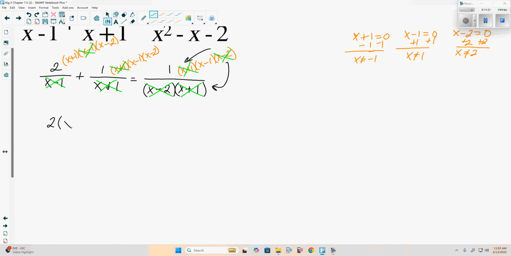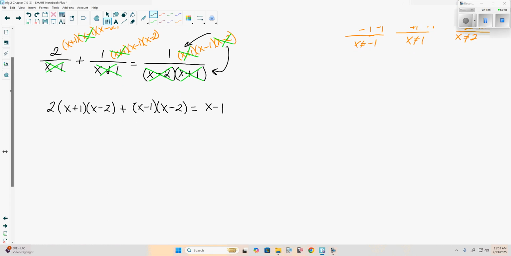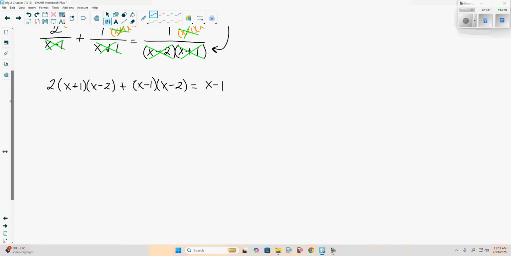So what we're left with is 2 times x plus 1 times x minus 2. The middle is going to be x minus 1 times x minus 2 is equal to x minus 1. Yes. Now when we distribute, especially with this first one here, you can multiply the 2 by one of the 2 sets of parentheses. We can't do both. Or do the parentheses first. I would suggest doing the parentheses first. We'll worry about the 2 here in a minute.